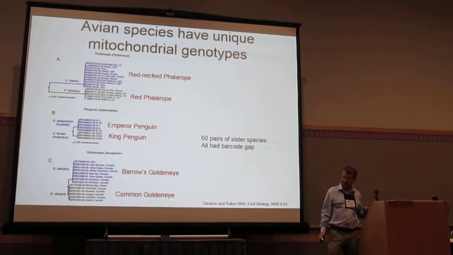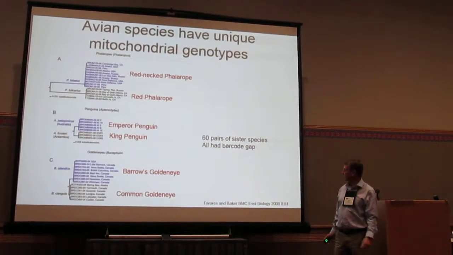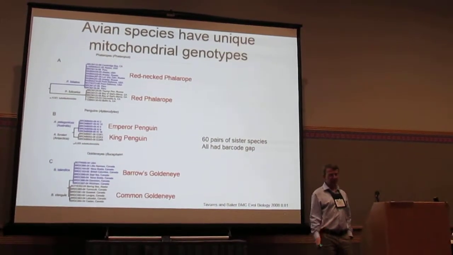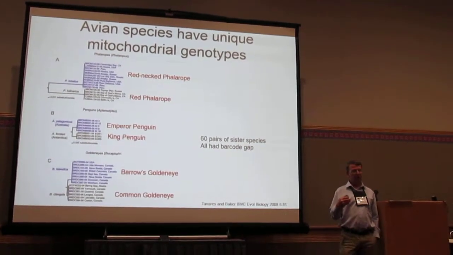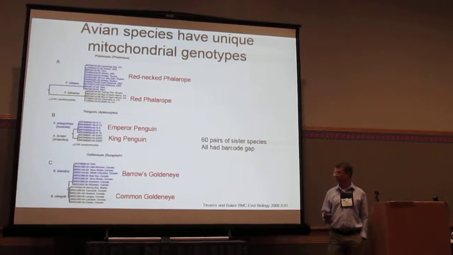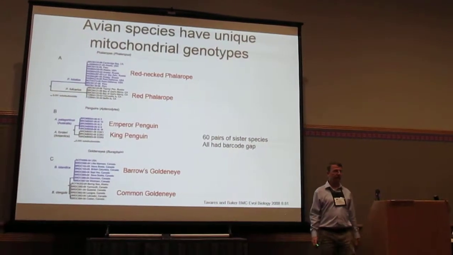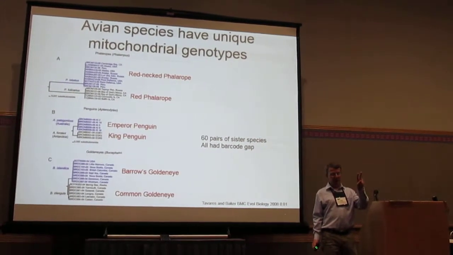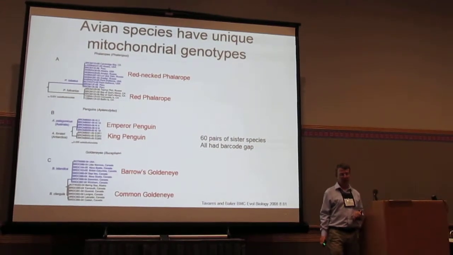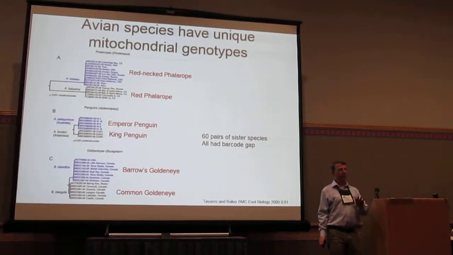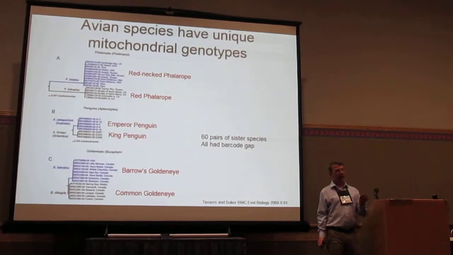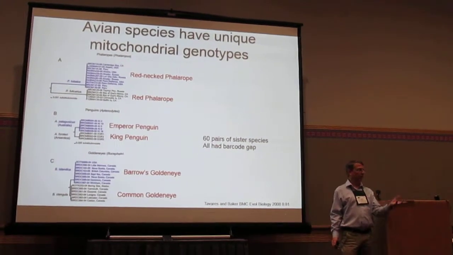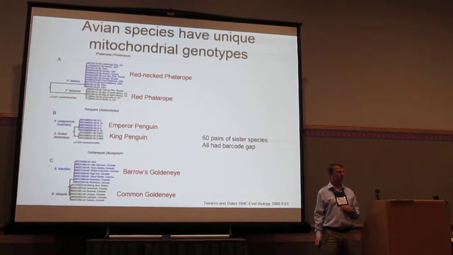Now, this was shown most convincingly in a study by Tavares and Baker in 2008, in which they went to GenBank and extracted all the mitochondrial sequence data that were available, and they looked for pairs of sister taxa. They found 60 of these pairs. Then they went through and looked to see where DNA barcode sequence would cluster species compared to where taxonomists had drawn species boundaries. In 60 out of 60 of these cases, the mitochondrial clustering matched the already defined species boundary of these groups.